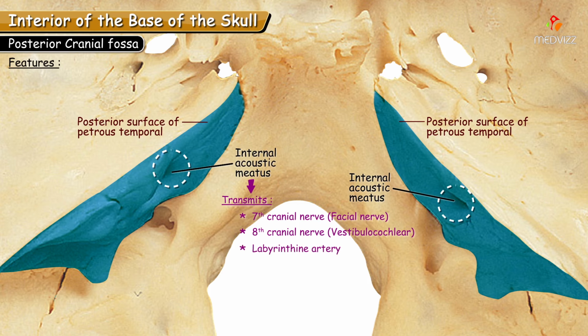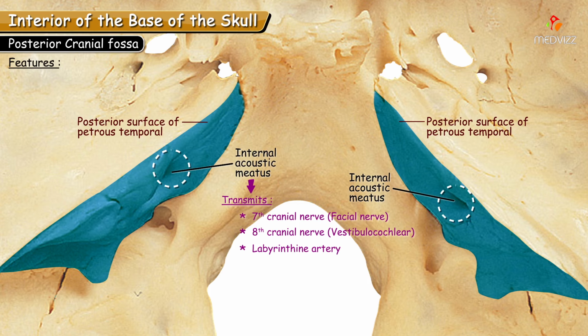So internal acoustic means auditory or hearing. So it is connected to the internal ear. So 7th is the facial nerve, 8th is the vestibulocochlear nerve. Both the nerves enter through the internal acoustic meatus to reach the internal ear. And along with these nerves, the labyrinthine artery, which supplies the internal ear, also traverses through this foramen. So these are the structures passing through the internal acoustic meatus.